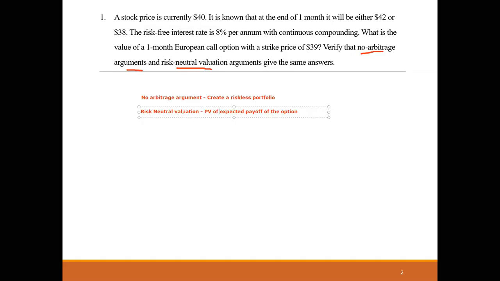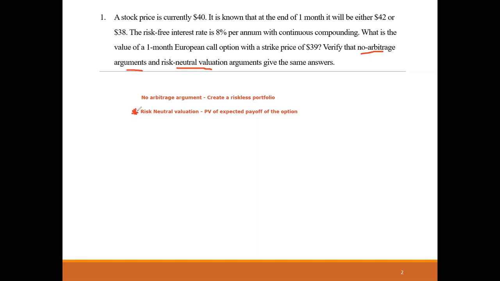Why? In a risk neutral world, all the securities will earn the risk-free rate of return. So when you are calculating the present value of this expected payoff, you should use the risk-free rate of interest, right? So this approach is what we have been using most in our binomial option valuation.